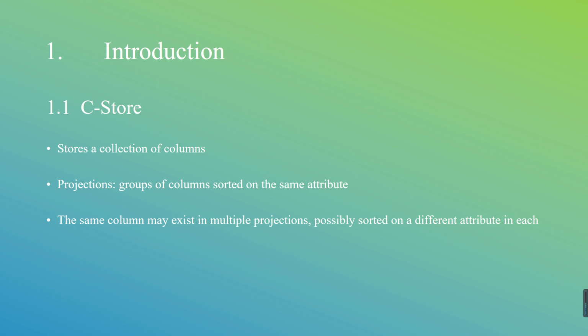The system physically stores a collection of columns, each sorted on some attribute. Groups of columns sorted on the same attribute are referred to as projections. The same columns may exist in multiple projections, possibly sorted on different attributes in each.